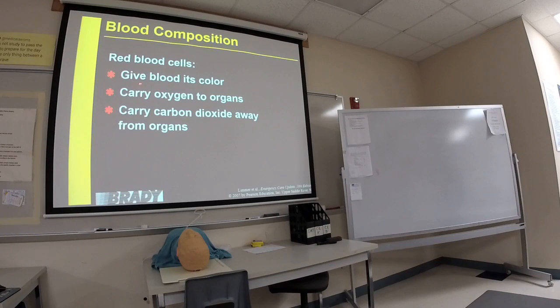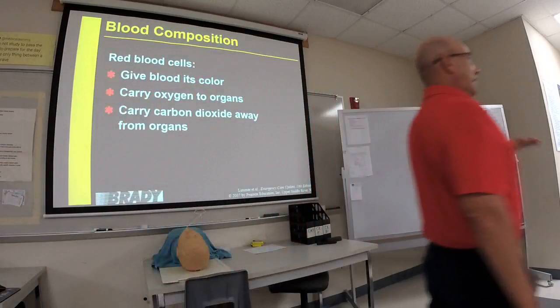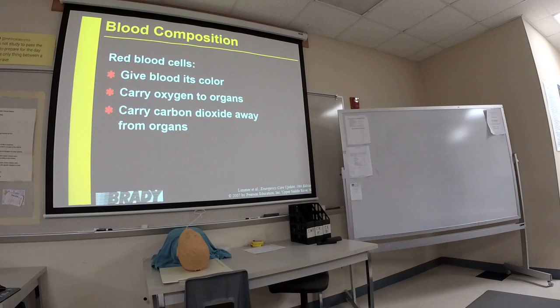So, red blood cell gives color to it, iron, carries oxygen, carries carbon dioxide away. Now, here's something that we're going to learn. Keep in mind for right now that hemoglobin carries oxygen to the cells and carries carbon dioxide away from the cells. But shortly, we're going to learn that not too much carbon dioxide is actually attached to the hemoglobin. There's only very little. Don't quote me on the percentage, but I think it's only 7%.